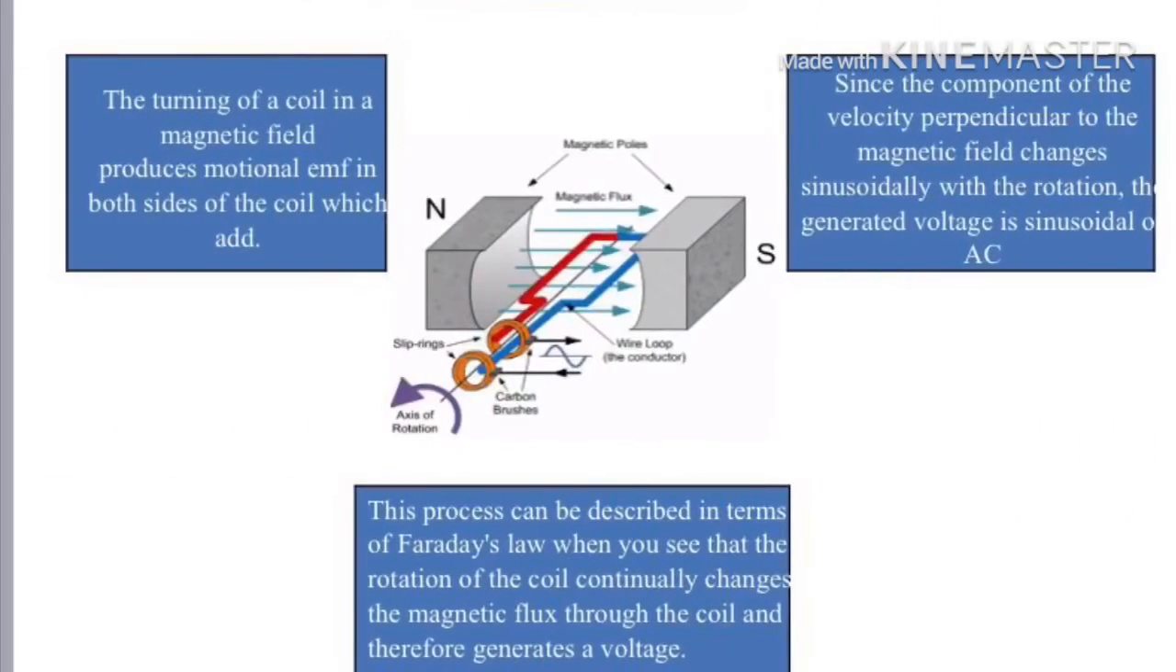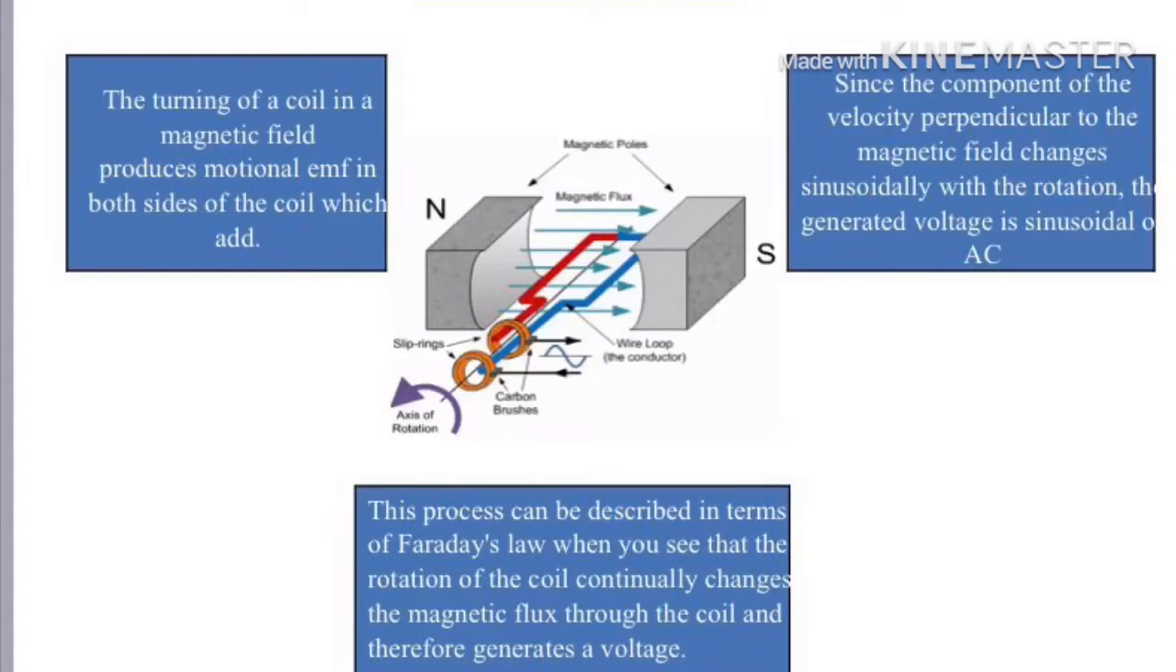So today I would like to explain to you about rotation of a loop in a magnetic field and the waveform produced, and the operation and construction of revolving armature and revolving field type AC generators. Okay, first of all I would like to explain to you how rotation of a loop produces voltage.